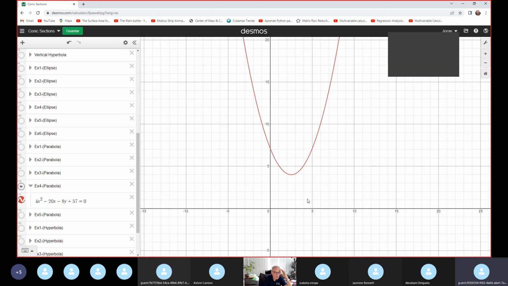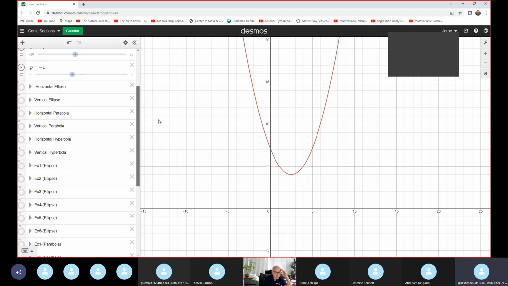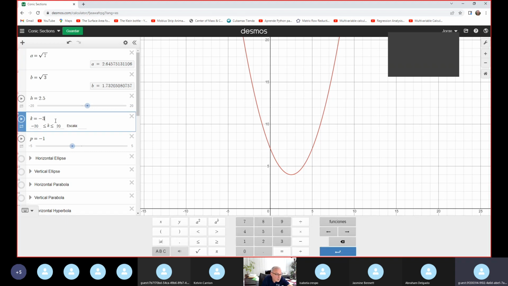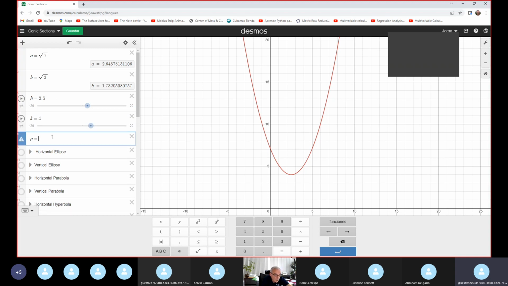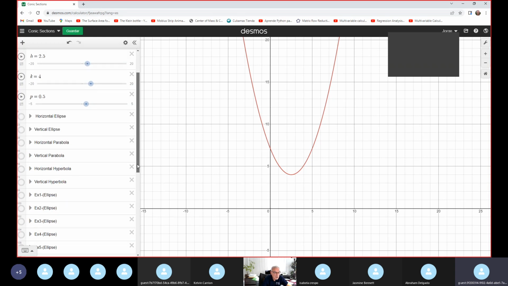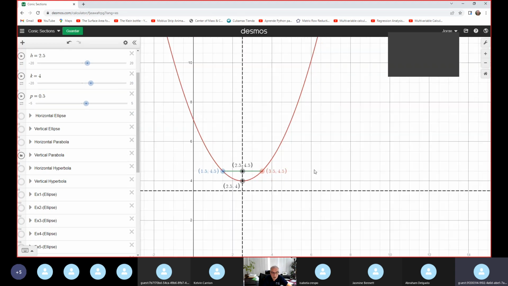Boom, vertical. Look at the vertical parabola. Okay, magic. Now I come back to the top part of the script. I declare H is equal to 0.5, nice, and K 4, positive 4. And P is 1 half. So you put 1 half or 0.5, either way, but positive. Excellent. And we classify it as a vertical parabola. Bam! Look at that.